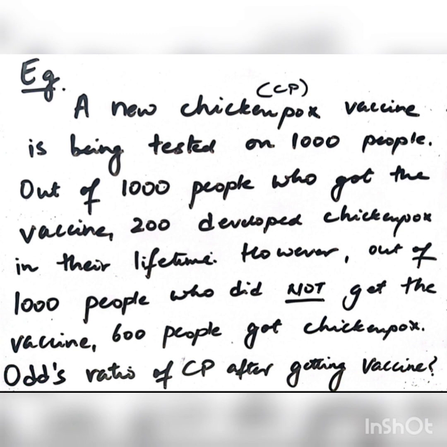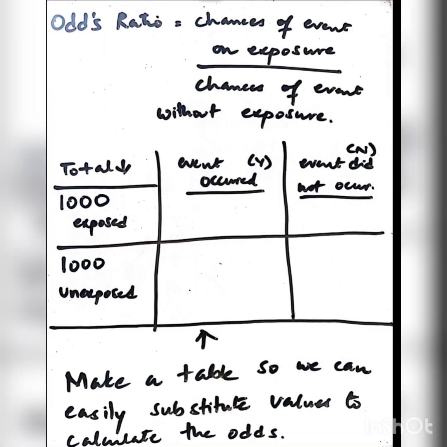So for the test group, 200 people did get the chickenpox and 800 did not get the chickenpox. In order to calculate, we see that odds ratio is equal to chances of event with an exposure divided by chances of event without the exposure. We make this in tabular form. It really helps us to do the calculations correctly.